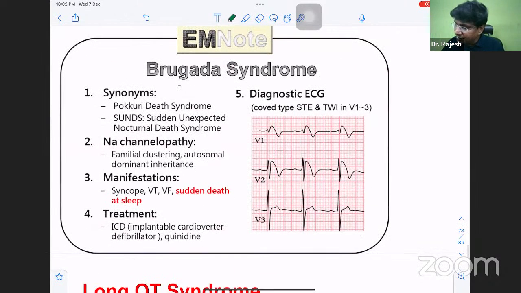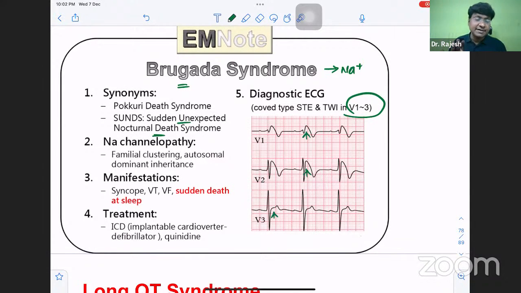Coming to the first important thing, that is Brugada syndrome. Brugada syndrome is a sodium channelopathy, where there is abnormality in SCN5A. These patients suddenly die during sleep, and that is the reason why it is also called sudden unexpected nocturnal death syndrome. How will you diagnose Brugada syndrome? That is mainly by ST segment elevation, and that too coved ST segment elevation from V1 to V3.